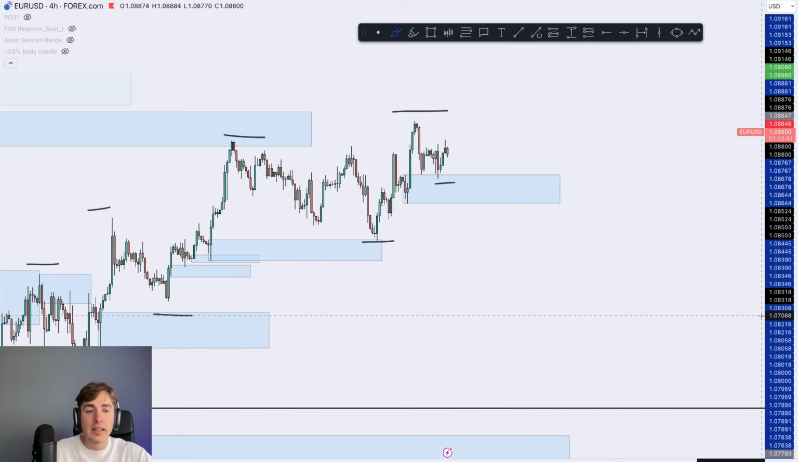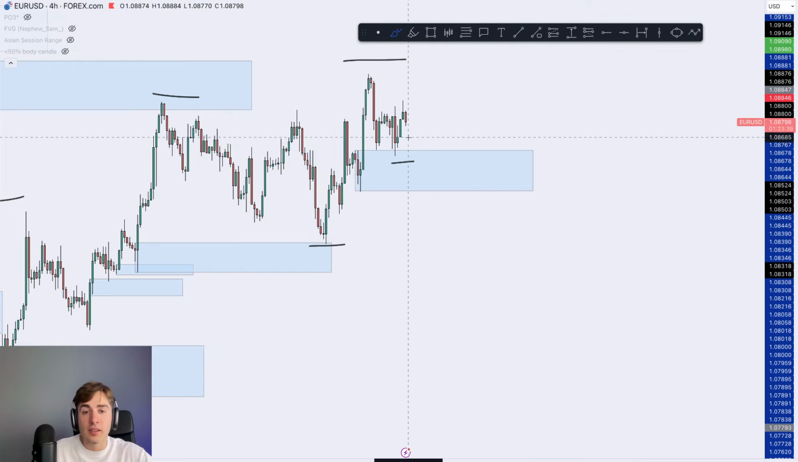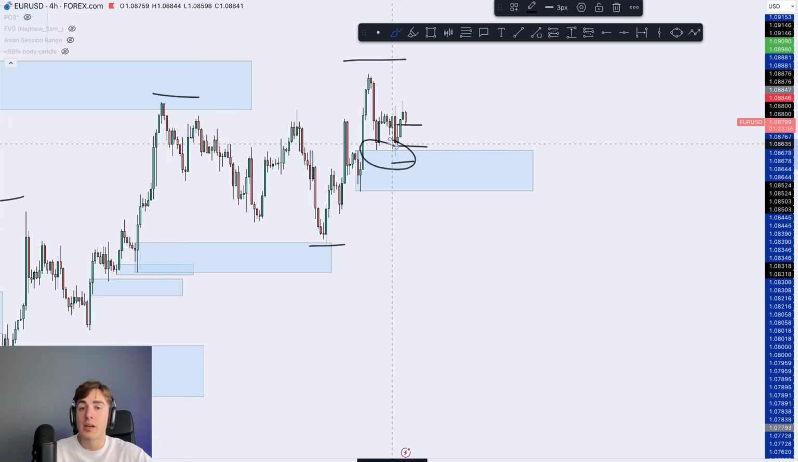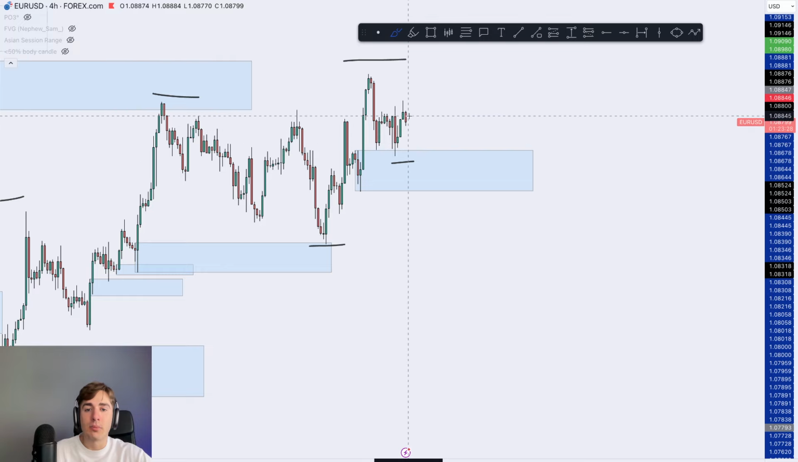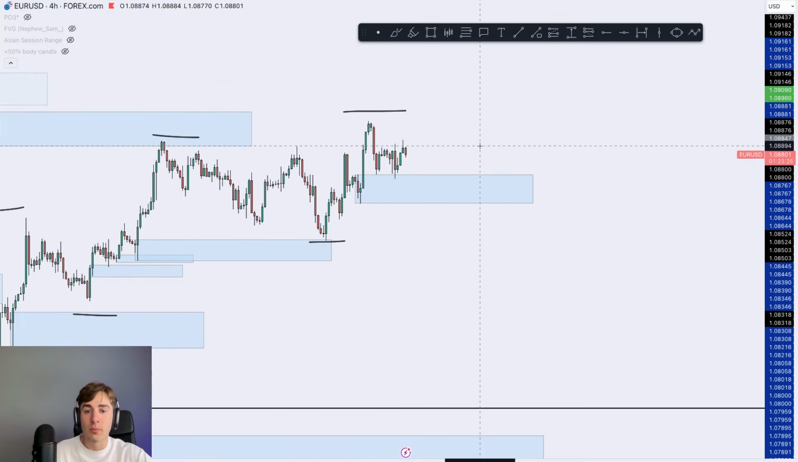If EURUSD wants to push up higher, I definitely want to see a reaction to this imbalance, because we've already tapped in towards that area of demand twice. The more often you tap in towards an area of demand, the weaker it gets. Hence why I'm definitely looking for this imbalance to play out as our next area of demand.